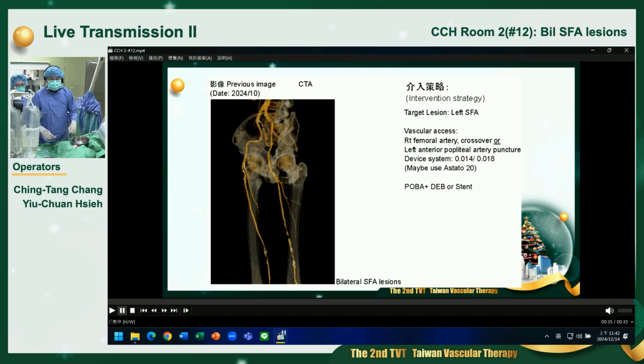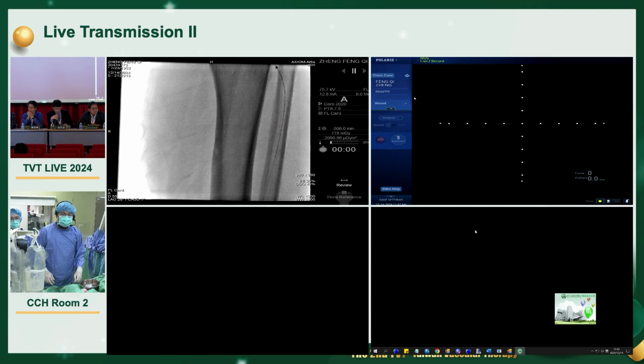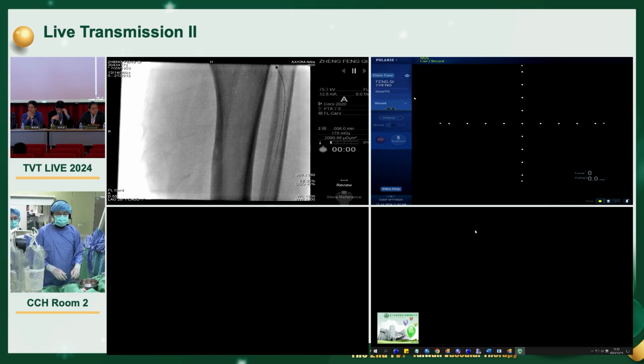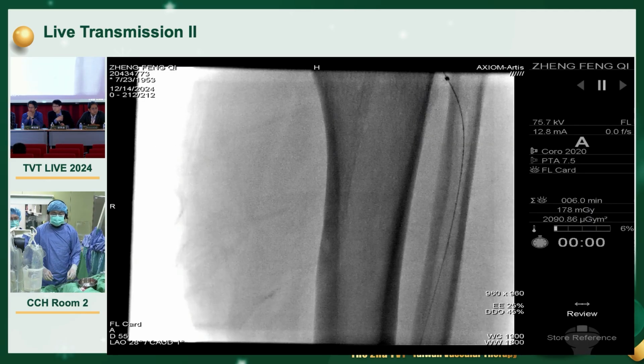Okay, and this is the SFA lesion, and in the computer tomography, there seemed to be a nearly total lesion. And in this case, it's not so difficult, so we use the CO2 angiography for this case.